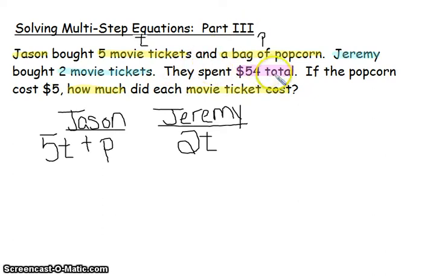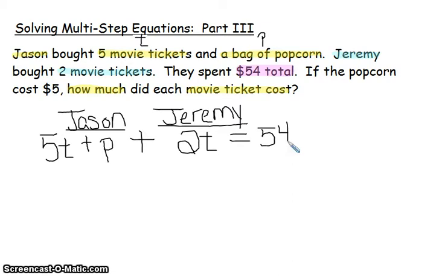They spent $54 total. And again, we talked about total being how much money they spent together, adding this together. So all I have to do here is just put a plus sign. What Jason spent, plus what Jeremy spent, equals, because their total was $54. Pretty simple so far, but the problem we have right now with our equation is we've got 2 variables. We have t's and we have a p.